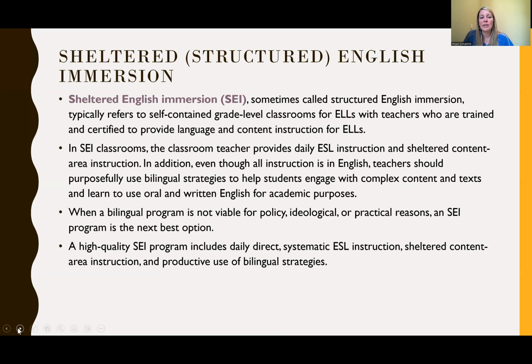So let's talk about sheltered English immersion, sometimes called structured English immersion, which typically refers to self-contained grade level classrooms for English learners with teachers who are trained and certified to provide language and content instruction for English learners. In SEI classrooms, the classroom teacher provides daily ESL instruction and sheltered content area instruction. In addition, even though all instruction is in English, teachers should purposely use bilingual strategies to help students engage with complex text and learn to use oral and written English for academic purposes.